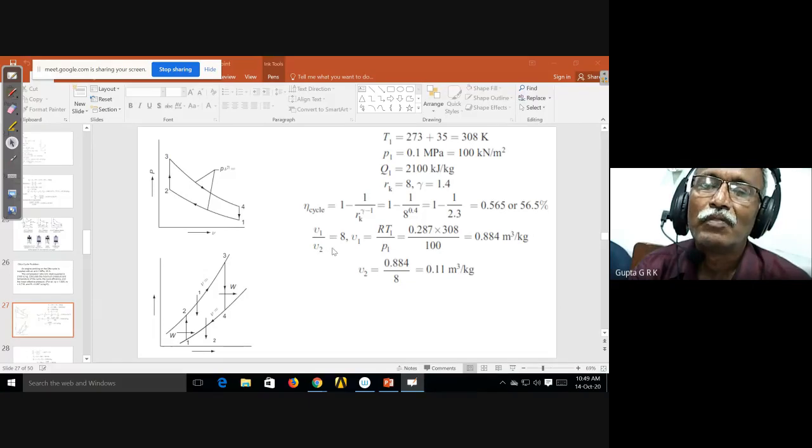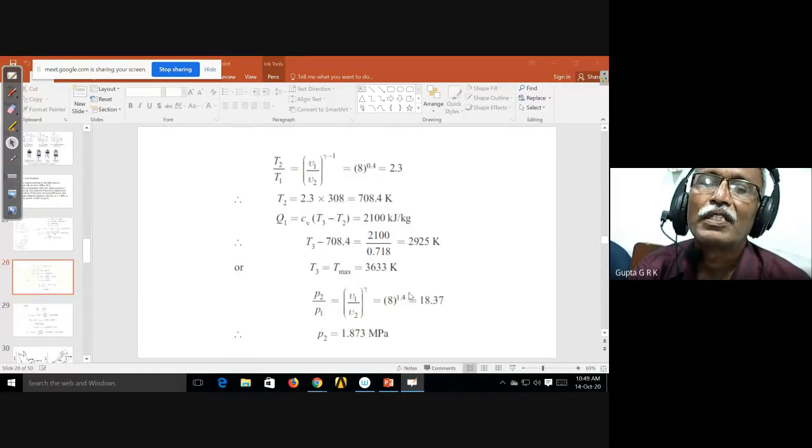Then I have to go to the next point, 2. So V1 by V2 is 8, and V1 is RT1 by P1. So I get V1, and from this compression ratio, you get V2. And once I get V2, T2 by T1 is equal to V1 by V2 to the power of gamma minus 1, so 2.3. In a similar way, P2 by P1 is V1 by V2 to the power of gamma, so you can get this 18.37 P2. So P2, V2, T2 are obtained.